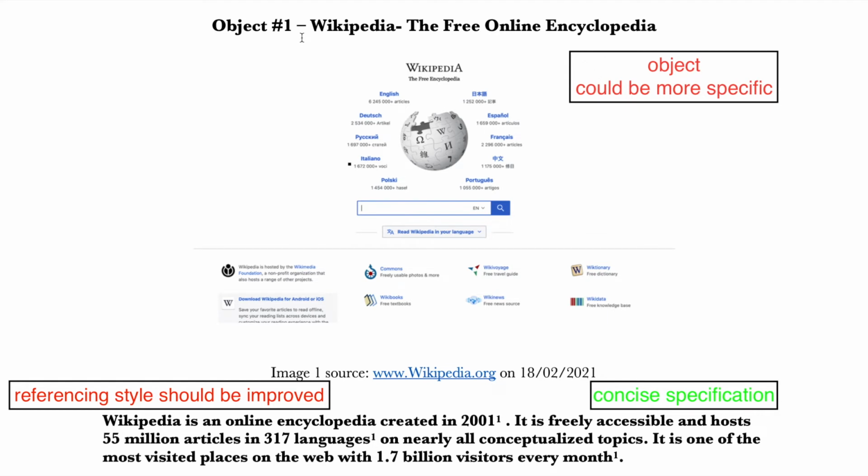Okay, let's get right into it with object one, which is Wikipedia. Now, the examiner said right off the bat regarding the object, the examiner said this object could have been more specific. So basically, I could have used a specific article from Wikipedia. However, this is still fine. It's still an object. It's like using a printed version of an encyclopedia.